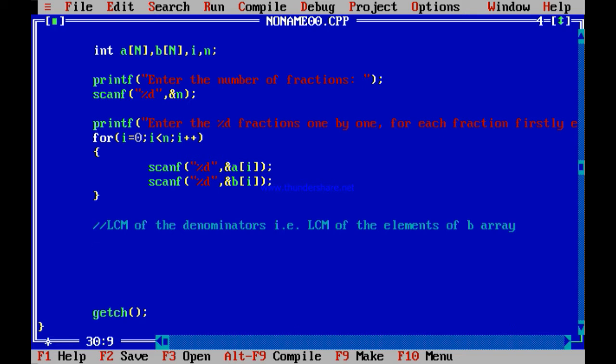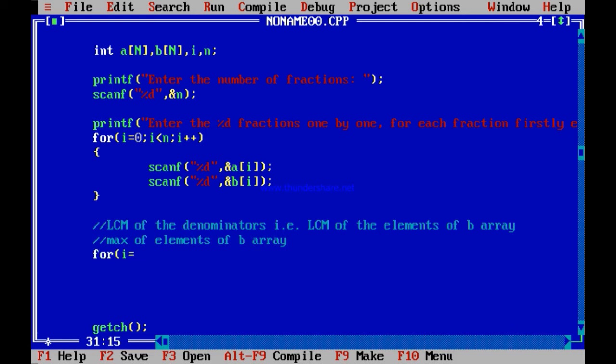For that, firstly you find the max. So first, the maximum number, max of elements of the B array. First you calculate the maximum, then only is LCM possible. If you remember LCM, we had done it earlier. So let us do it very easily.